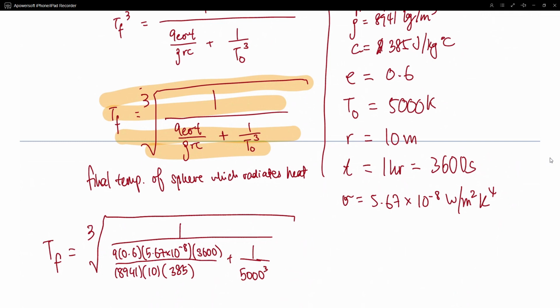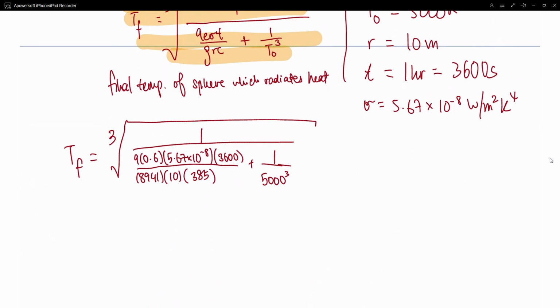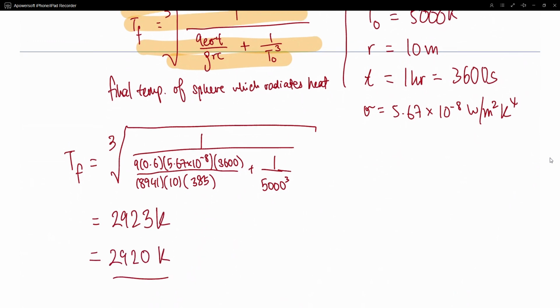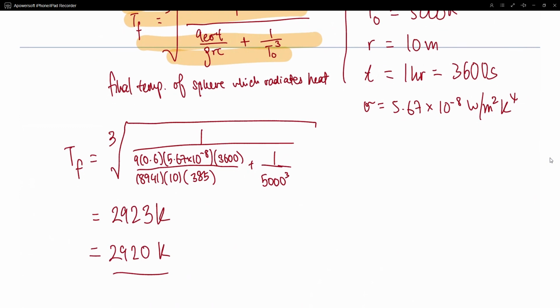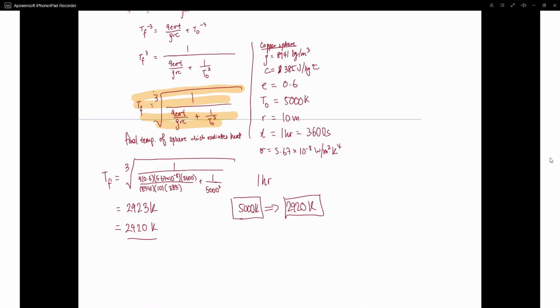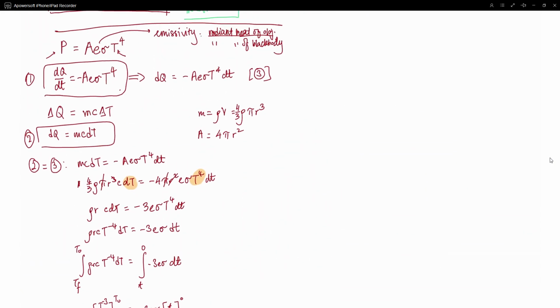The calculator gives me a value of 2923 kelvins, which is 2920 kelvins for 3 significant figures. So you can see that after 1 hour, the temperature of this copper sphere goes from 5,000 kelvins to 2920 kelvins due to radiation. So we solved this problem and found a very beautiful formula to describe it.